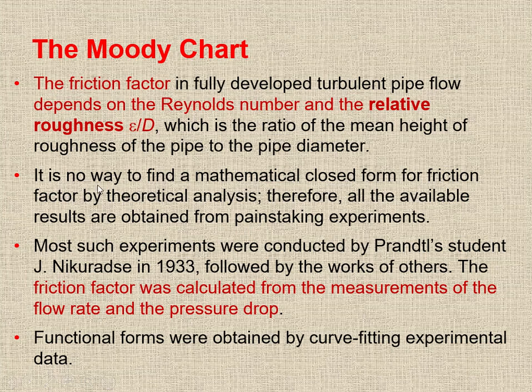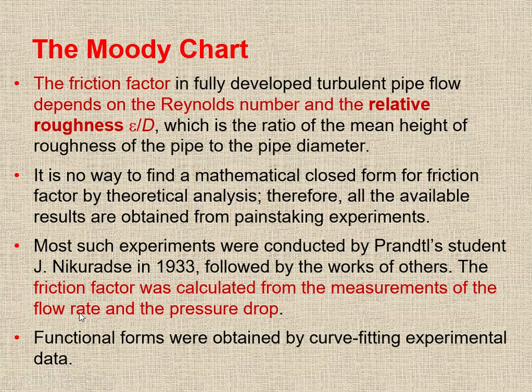There is no way to find a mathematical closed form for the friction factor by theoretical analysis. Therefore, all the available results are obtained from experiments. Most such experiments were conducted by Prandtl's student in 1933, followed by the work of others. The friction factor was calculated from the measurement of the flow rate and the pressure drop.